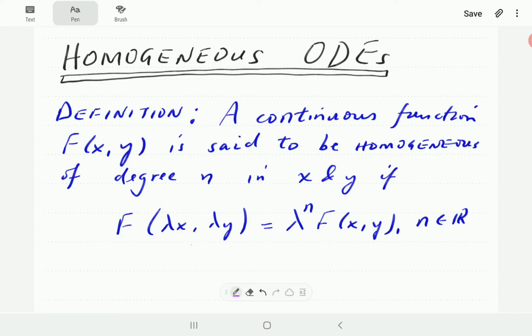Right, so we're going to start with the definition. A continuous function of two variables f(x, y) is said to be homogeneous of degree n in x and y if plugging in lambda x and lambda y in the place of x and y gives us lambda to the power n times the original function, where n is a real number. Lambda is also a real parameter.